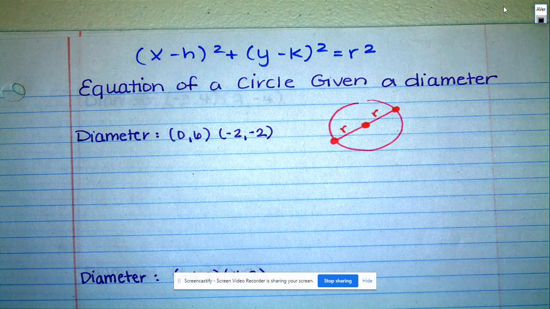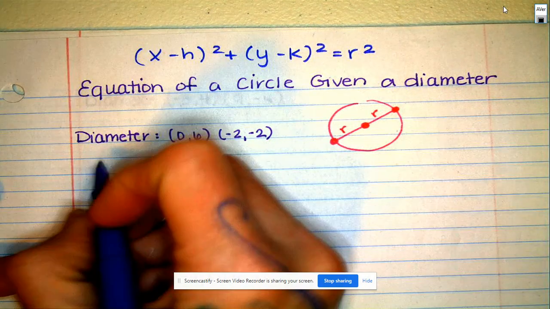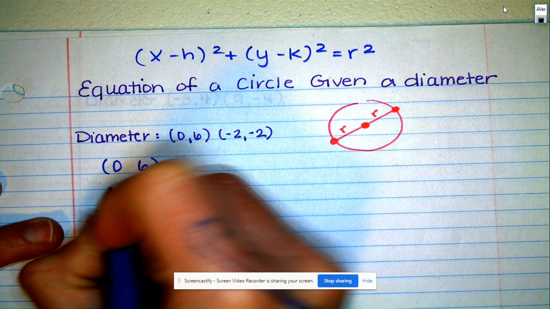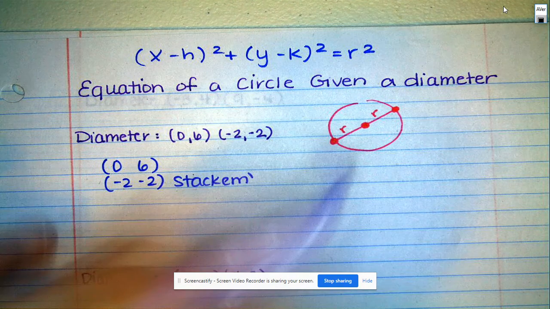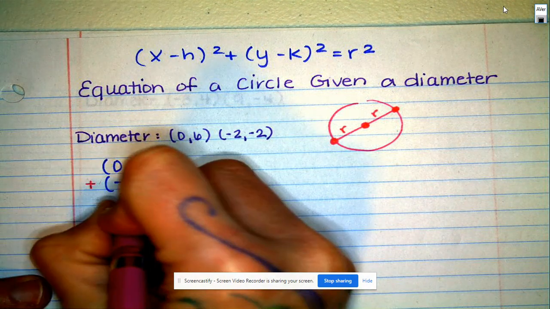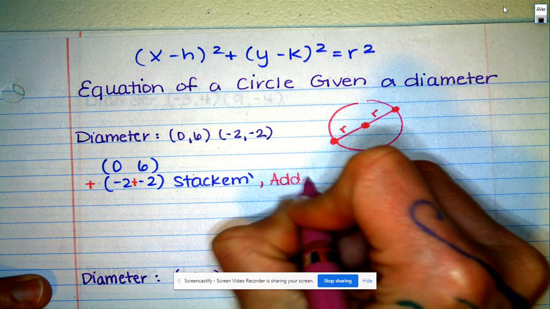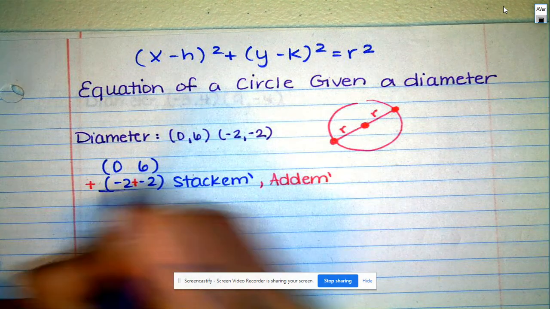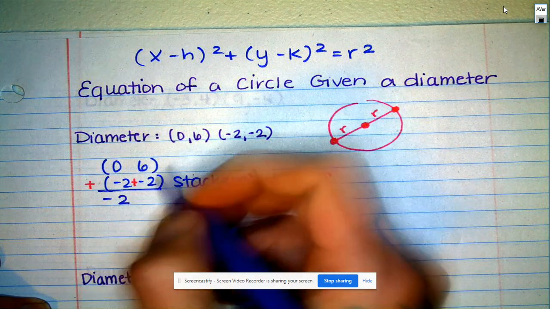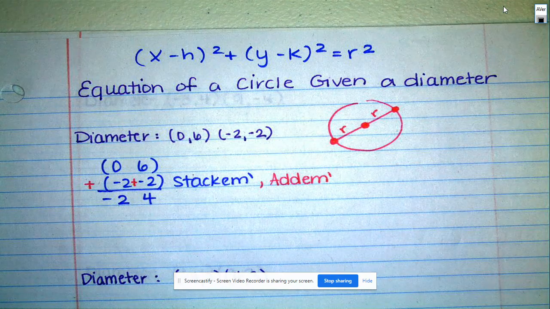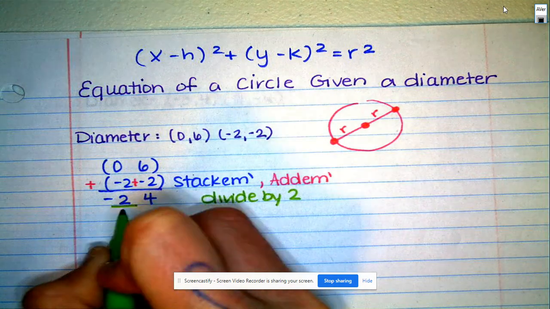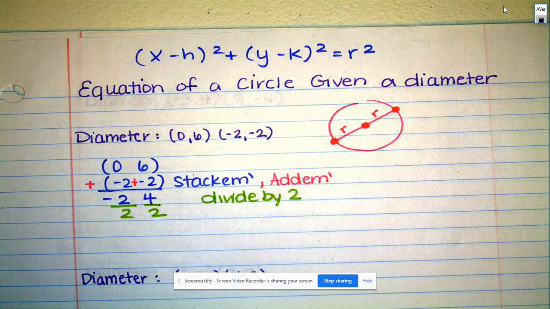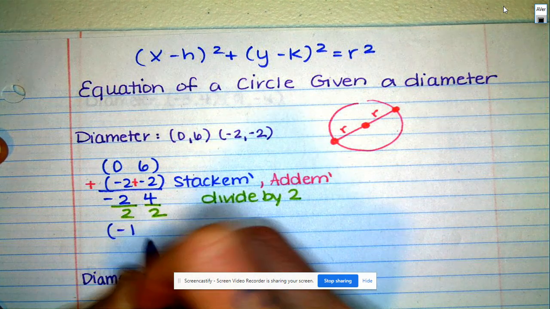I gave you some review videos on midpoint, but my cheat for midpoint is if we stack them. So stack them. Then we're going to add them. 0 plus a negative 2 gives me a negative 2. 6 plus a negative 2 is going to give me a 4. And then we're going to divide by 2. So this is solving for midpoint. This doesn't help you if you have a missing endpoint as much, but just basic midpoint is stack them, add them, divide by 2. So our midpoint is going to be negative 1, positive 2.